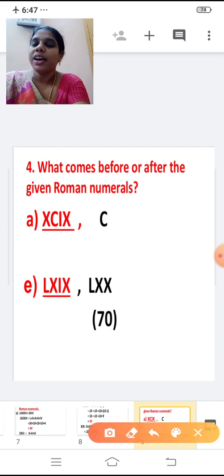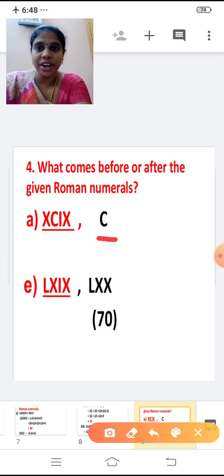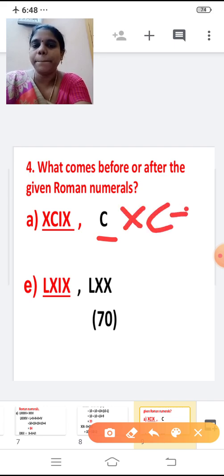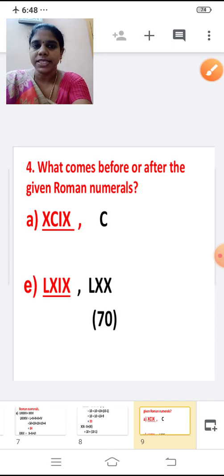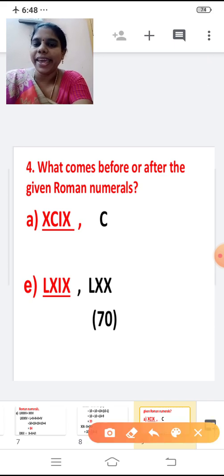What we have to do? Value for C is 100. Before 100 what number will come? 99. So Roman numeral for 99 is XCIX. 90 plus 9. Roman numeral for 90 is XC, plus 9 is IX. So write XCIX.